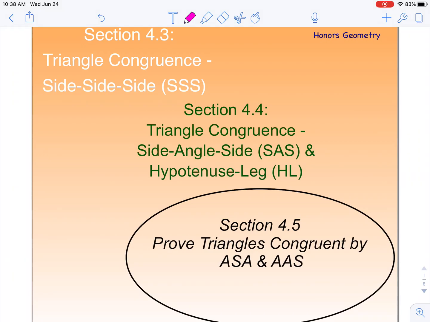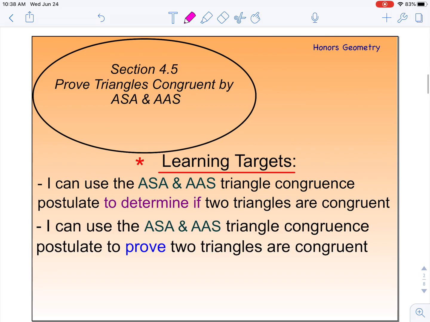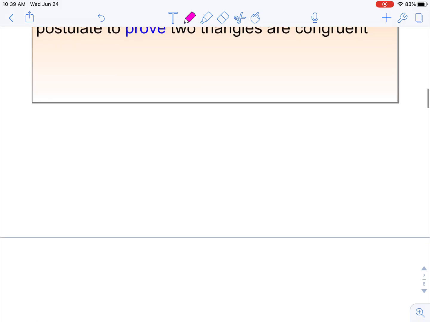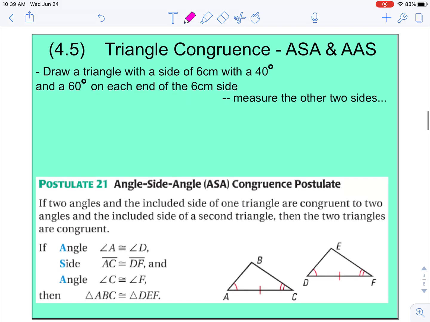Section 4.5, we're going to work on proving triangles are congruent using two more theorems, angle side angle and angle angle side. This is an extension again of congruent triangles and how we can prove them congruent without proving every corresponding side and every corresponding angle is also congruent.